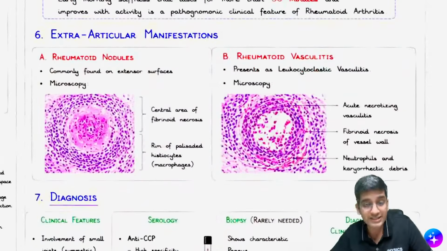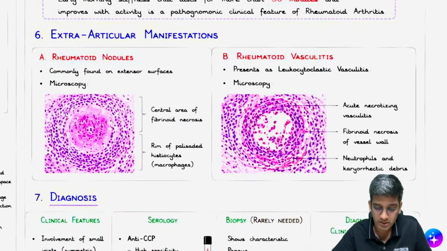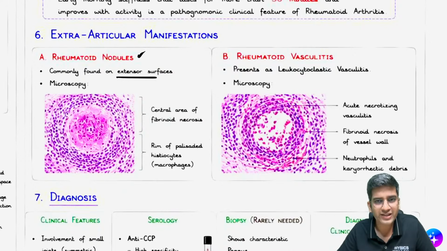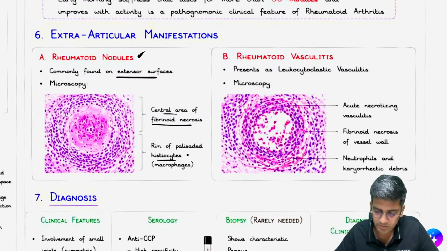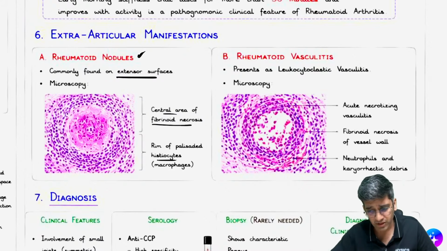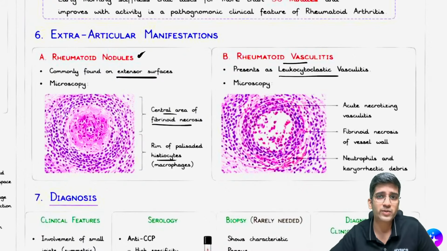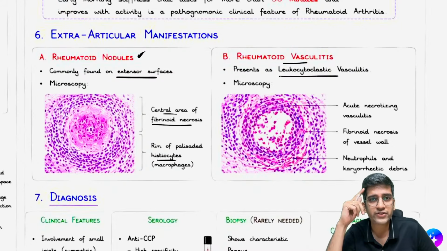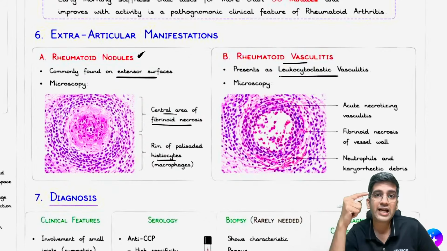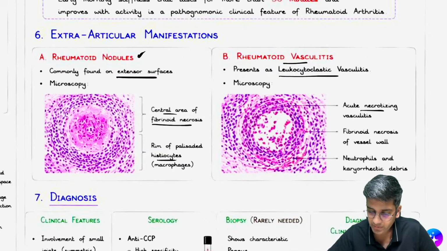And extra-articular, like I said, it's not just bones. I have rheumatoid nodules in skin, seen on the extensor surface of the skin, right? You will see central area of fibrinoid necrosis along with histiocytes surrounding them. Rheumatoid vasculitis, it's a leukocytoclastic vasculitis. If you remember vasculitis, we must read leukocytoclastic as neutrophils. That's why I said rheumatoid is not only Th1, also Th17. Sometimes you'll have neutrophils as well as lymphocytes. Acute necrotizing vasculitis, with fibrinoid necrosis and neutrophils in the blood vessel.